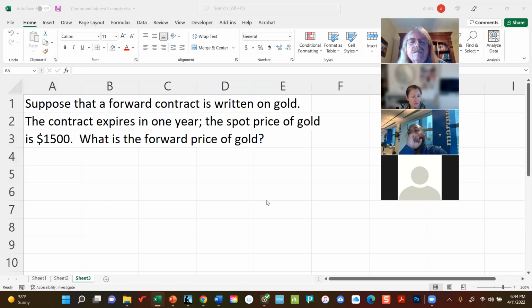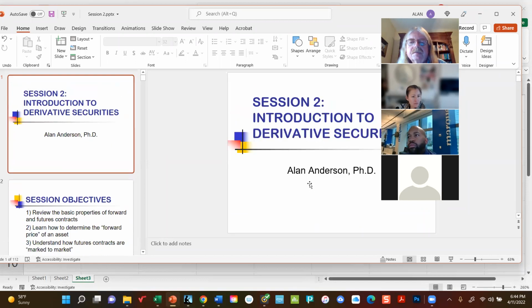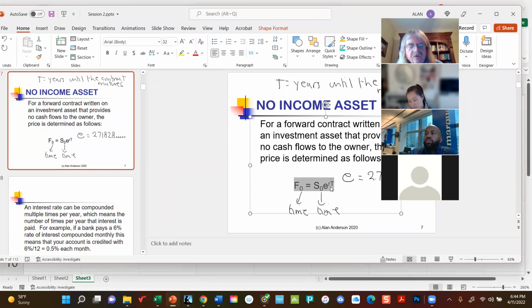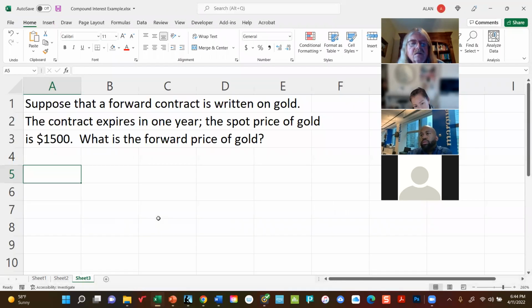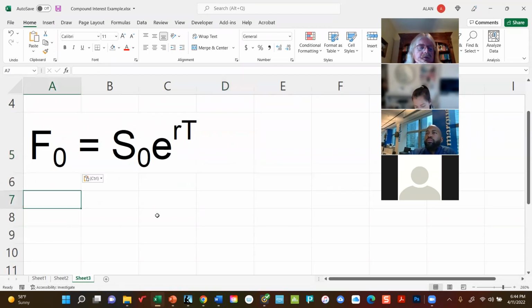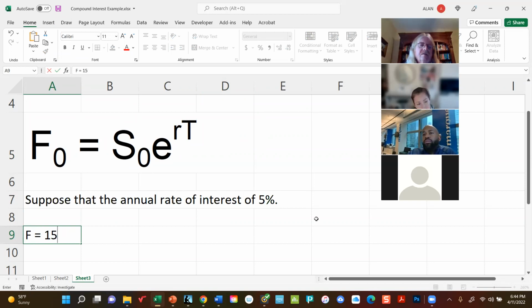Now, in the slides, the formula is this. Let's go get it. And like I said, this is just a future value formula. In spite of the way it looks, this is really just saying you calculate the future value of that sum, in this case, the gold price. Now, suppose you were told the annual rate of interest is 5%. Then F equals 1,500 times... Sorry. Wait.